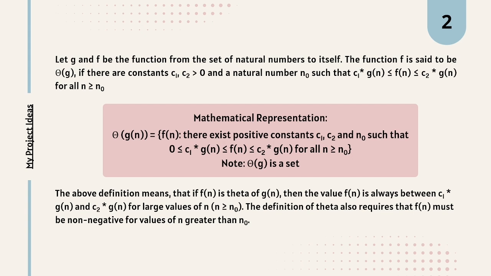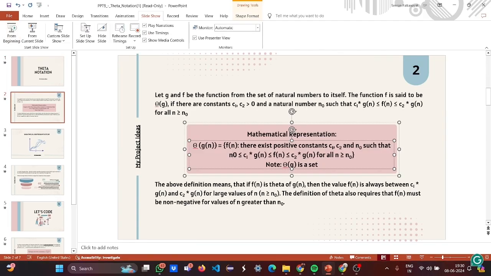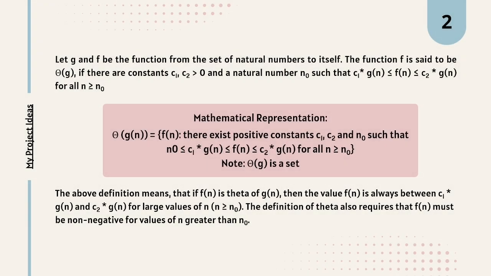The mathematical representation is better when we look at it in the set builder form. Then we get to understand it in a better way. So let's look into the mathematical representation and make it a bit simpler. Here it's written theta of g of n is equal to f of n such that there exist certain positive constants, say c1, c2 and n naught, such that c1 into g of n is less than or equal to f of n is less than or equal to c2 into g of n, for all n greater than or equal to n naught.